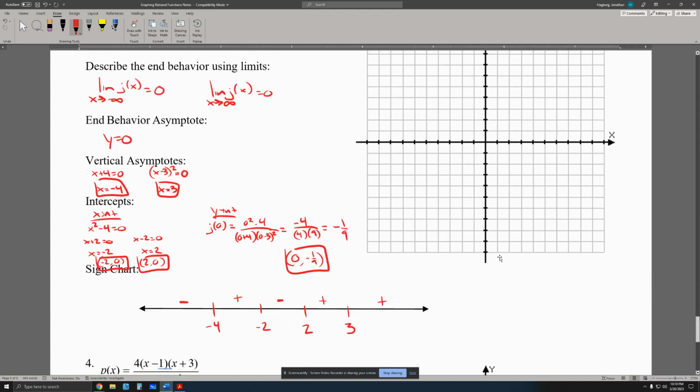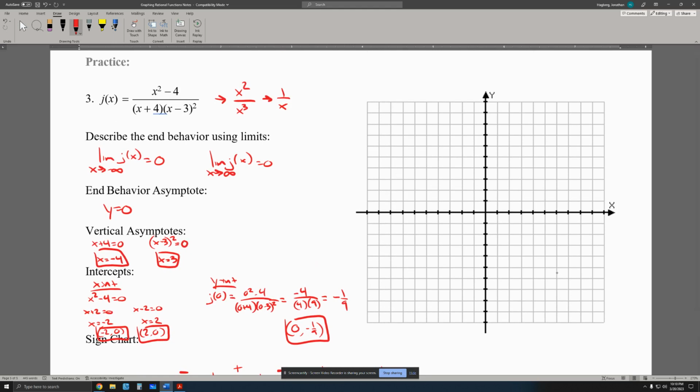Let's go ahead and sketch this graph. So we have our vertical asymptotes at -4 and 3.